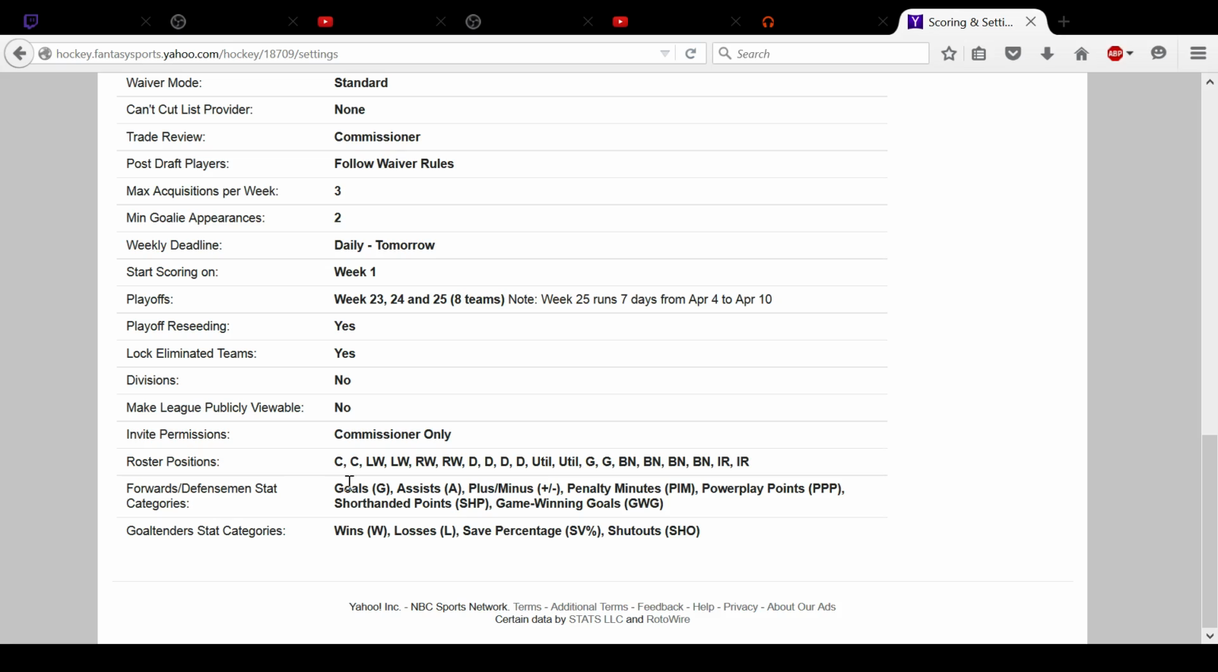So goals and assists are fairly self-explanatory. You want players that are going to give you both of those categories in as high numbers as possible. Plus minus is basically how good a team does this player play on? Yes, the individual player, if they're very defensively responsible, is going to have an impact on that as well.